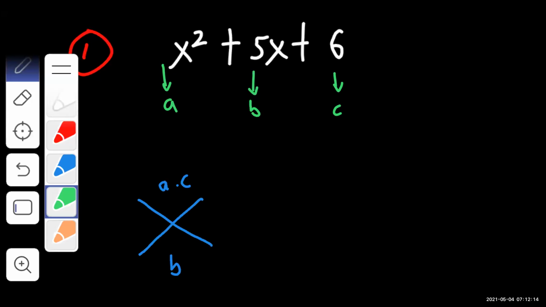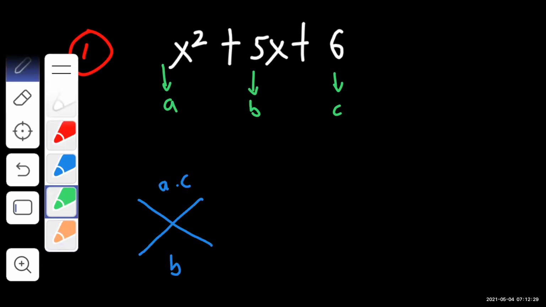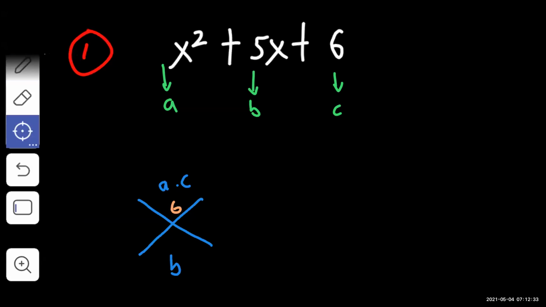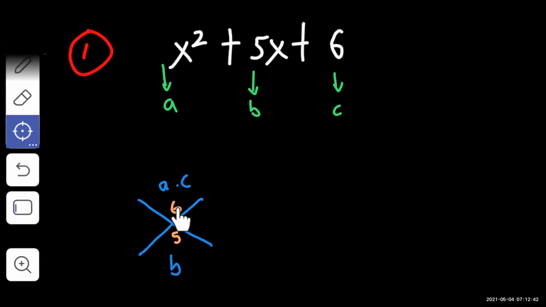Can someone help me? What is A? What number do we have right here? One. Okay, 1 times 6. What is that? Six. Then what is B equal to? Five. Okay, we got this. Really simple: A times C at the top, and B at the bottom.